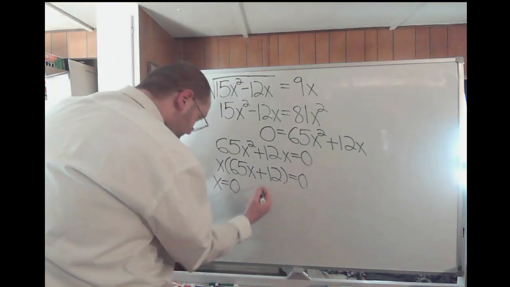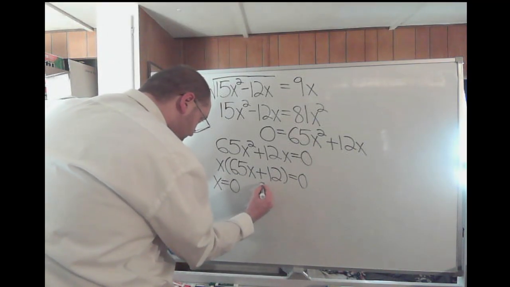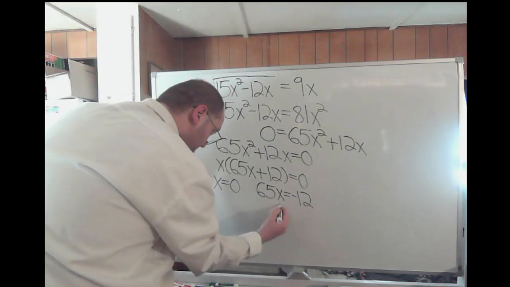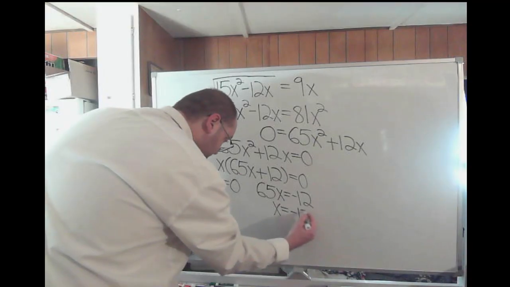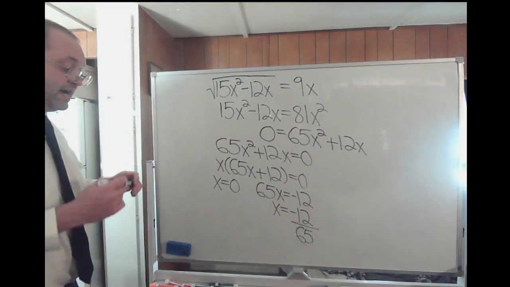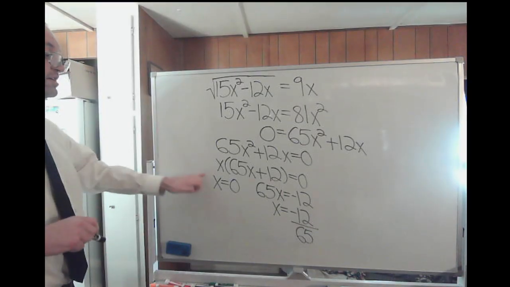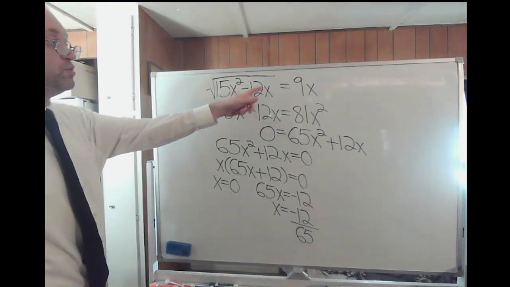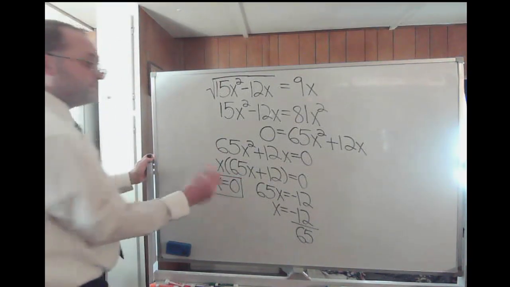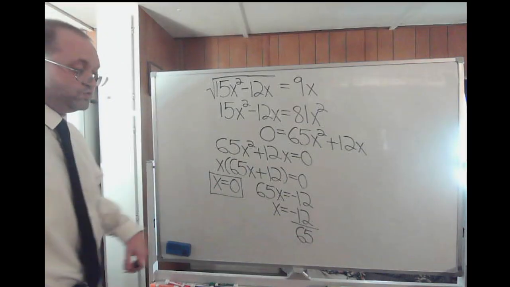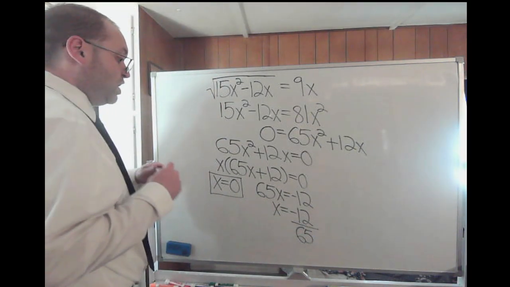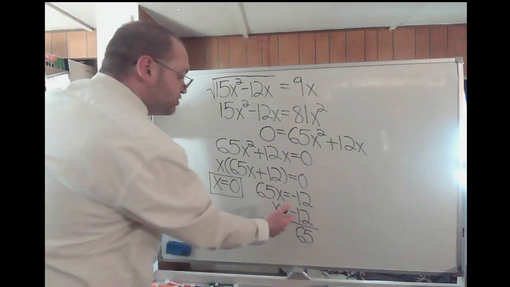But how about, let's see, 65x would equal negative 12. That means x would equal negative 12/65. But is negative 12/65 a viable solution? I can tell you without a doubt, if you put 0 into these equations, you'll get a true statement. You'll end up getting 0 equals 0. So we are for sure taking 0 home with us as a solution. How about the negative 12/65?